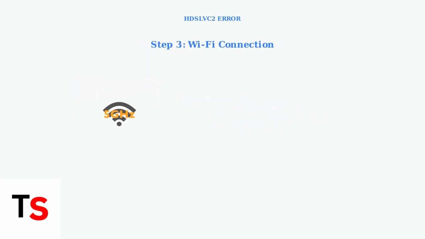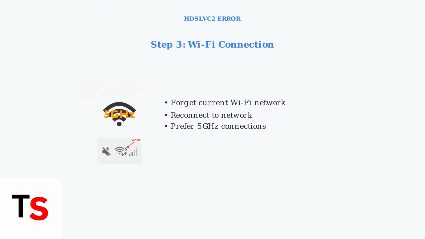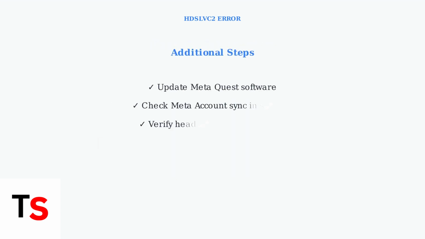Wi-Fi issues are common causes. Forget your current network and reconnect, preferably using a 5 GHz connection. Some users report problems specifically with Wi-Fi 6 networks. Finally, ensure your MetaQuest software is updated, check Meta Account Sync in the Oculus app settings, and verify your headset connection. These basic troubleshooting steps resolve most HDSLVC2 errors.